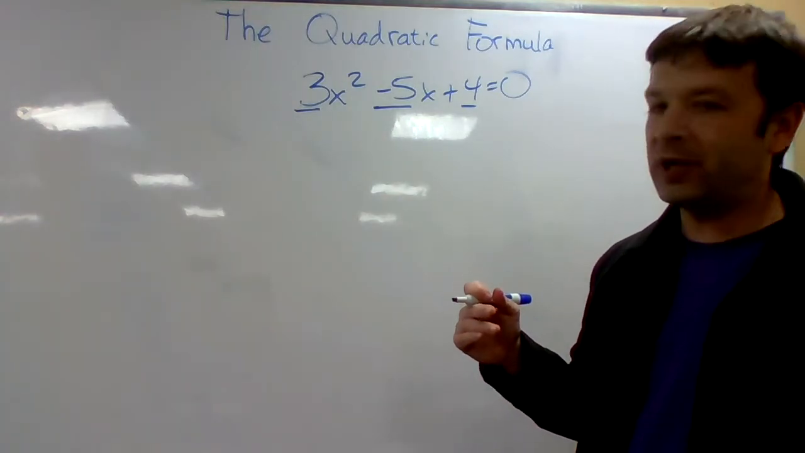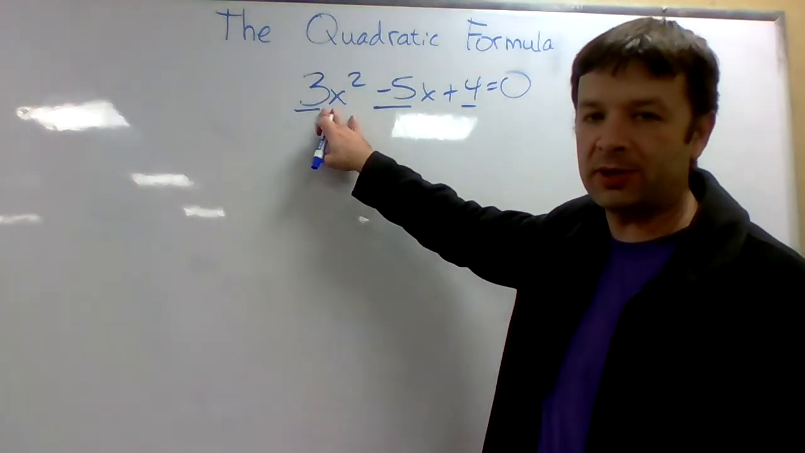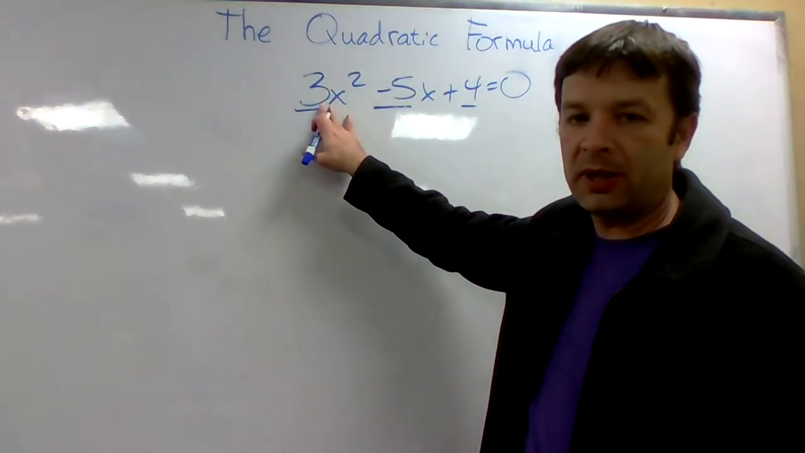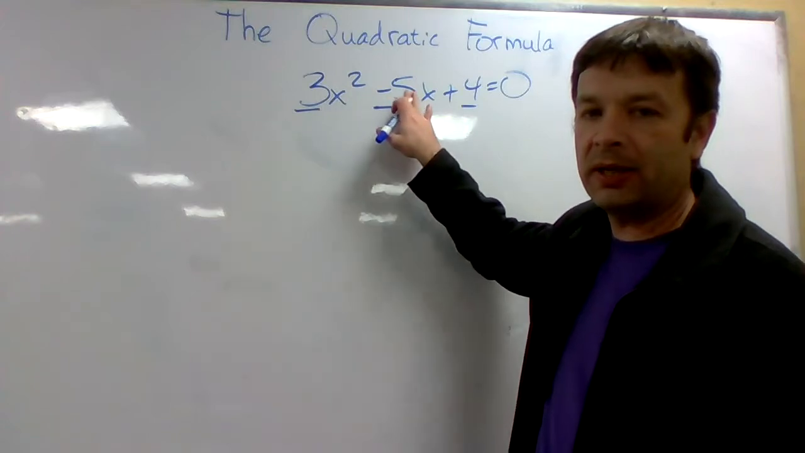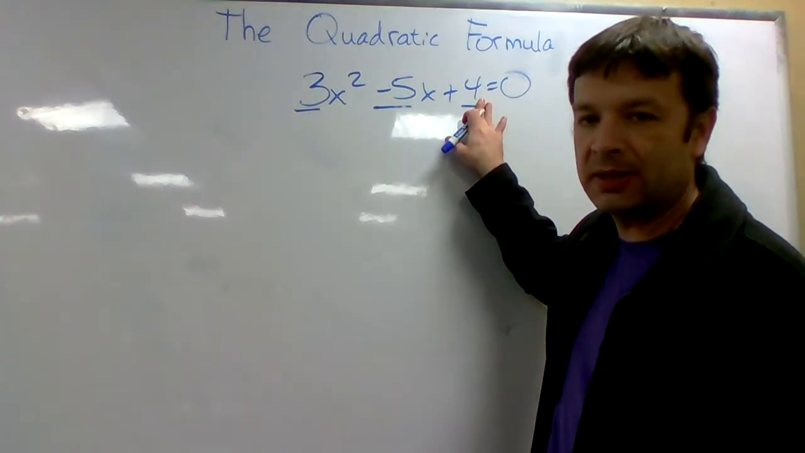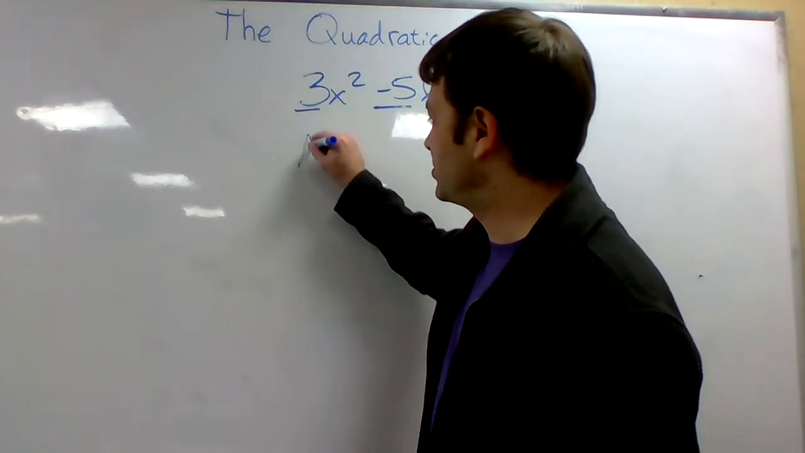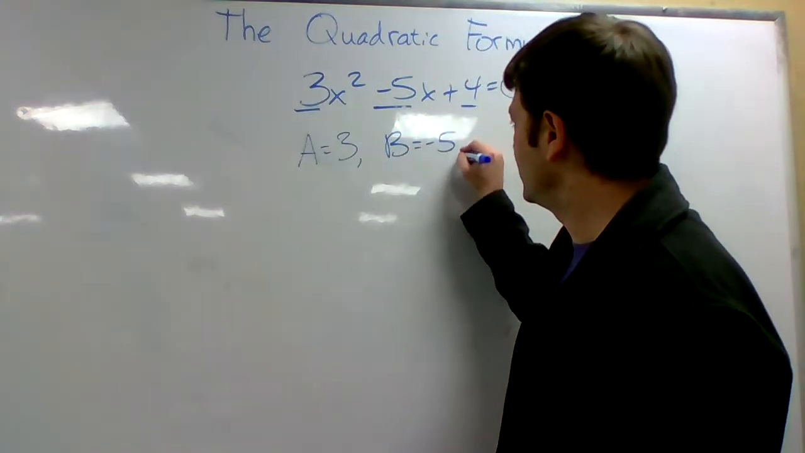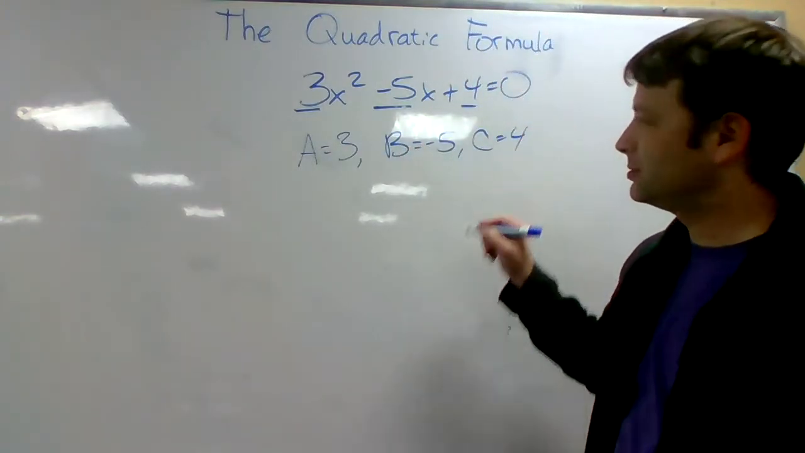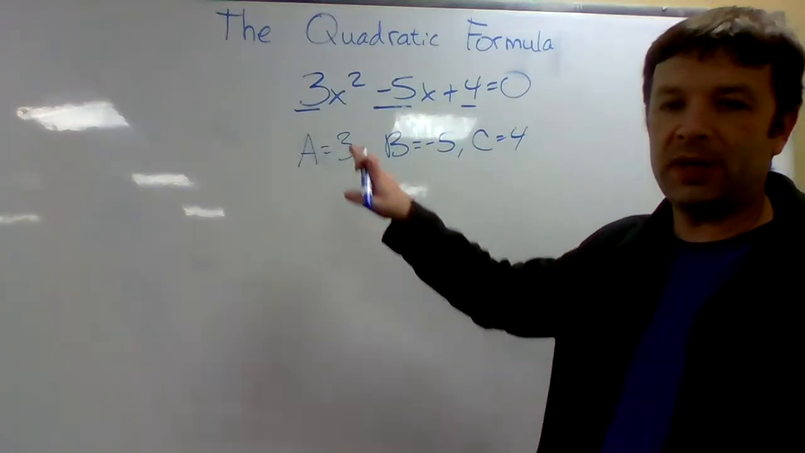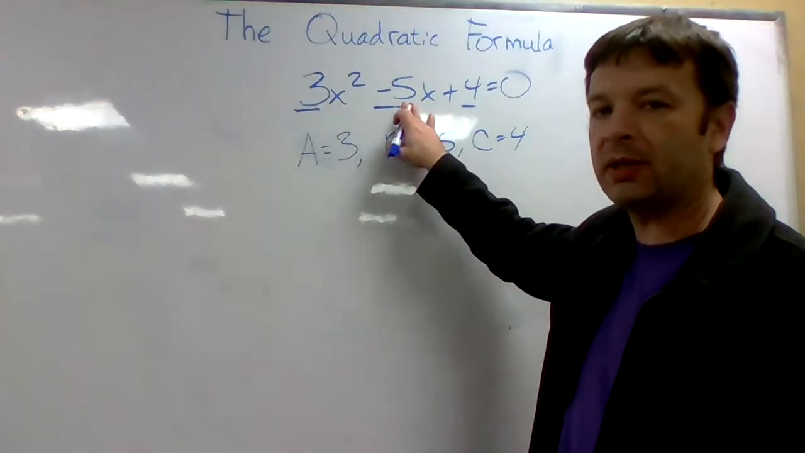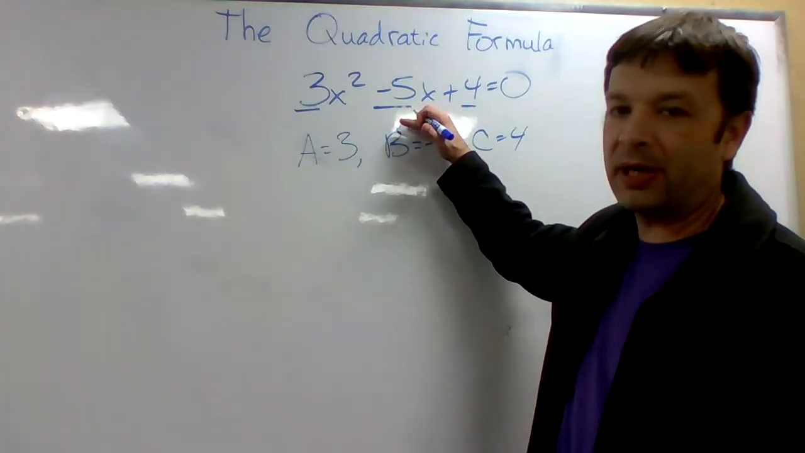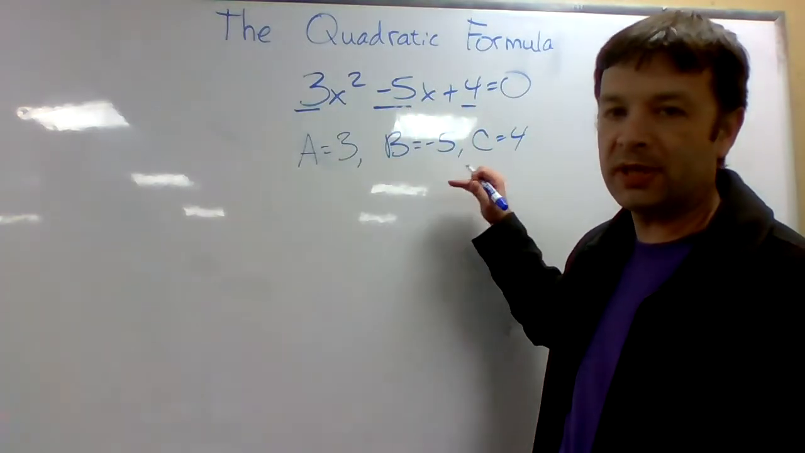And for the quadratic formula, if you have them in order, x squared and x and then the constant, we're going to think of these as a, b, and c. So for this one, a is 3, b is -5, and c is 4. So a is the first coefficient, b is the second, c is the third. If they don't have it written in the normal order, you have to put it in the normal order for this a, b, and c thing.